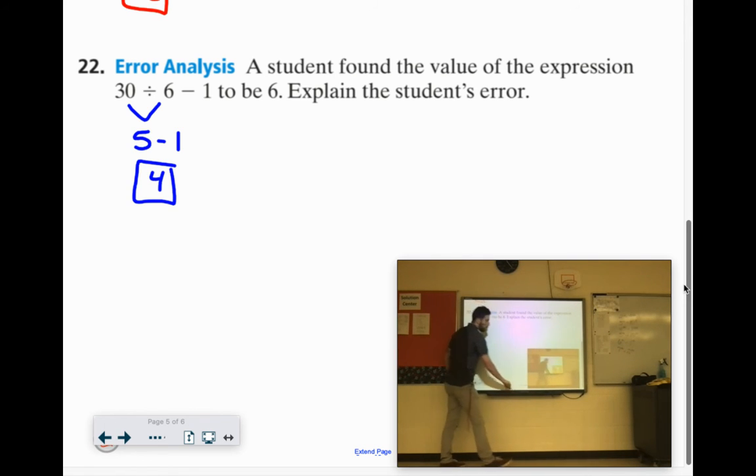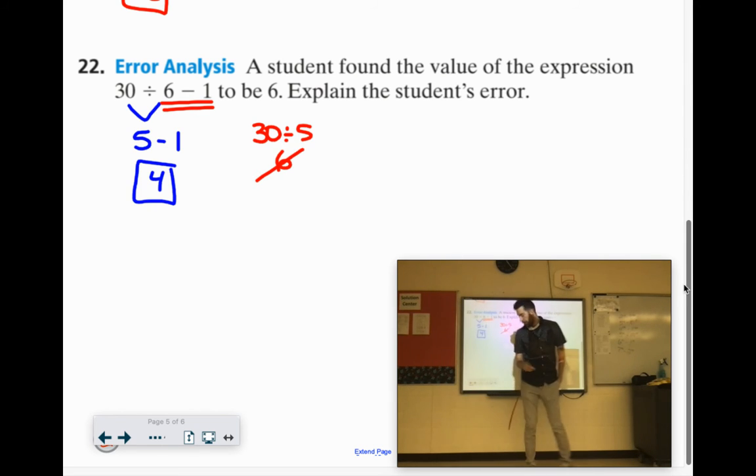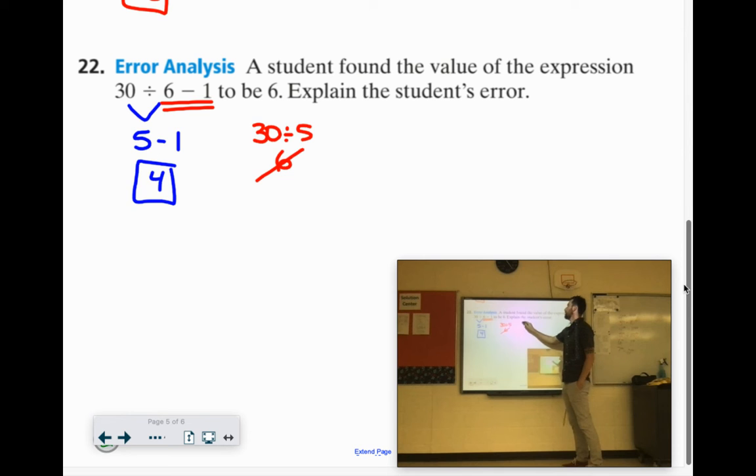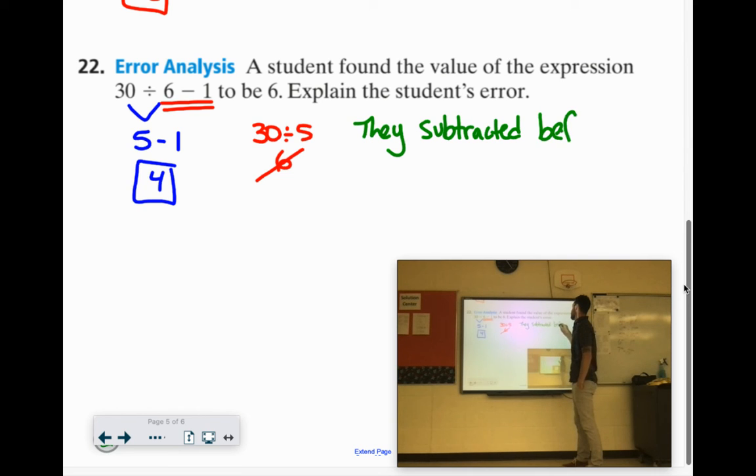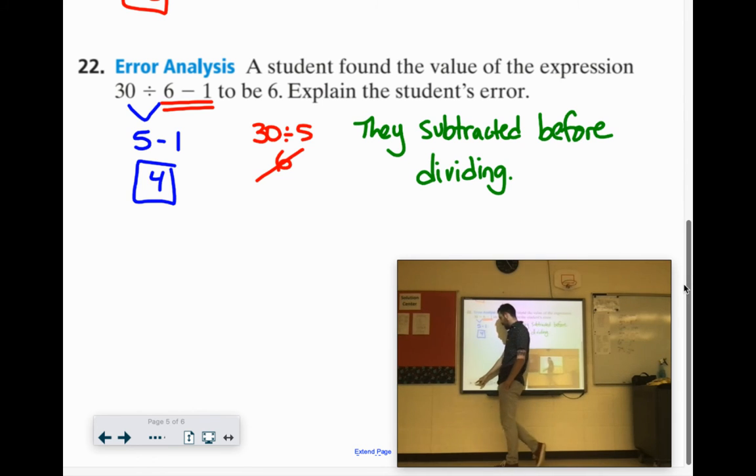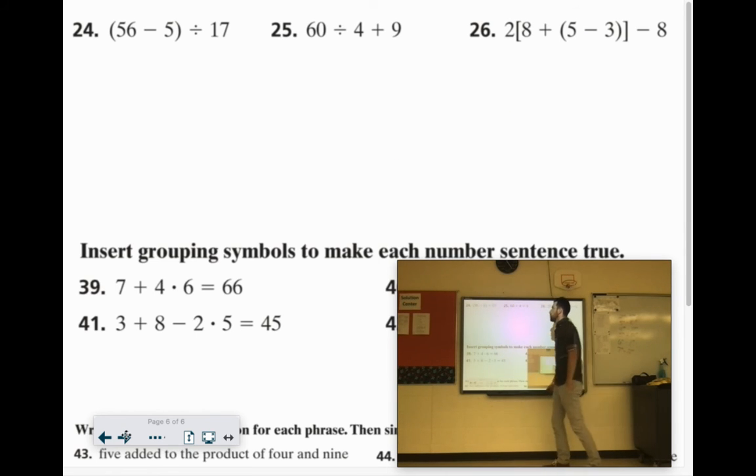Well, they probably just did it backwards. They probably did the 6 minus 1 first, which is 5, and then 30 divided by 5 is 6. That's not going to work. So that's their error. They subtracted before dividing, let's say that. Great, so they just flip-flopped the order of operations. It happens. All right, let's try some more out.